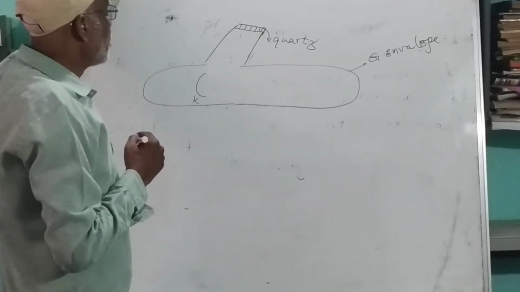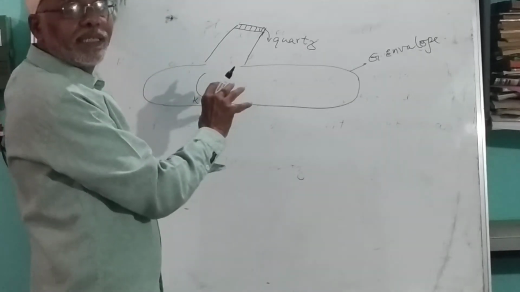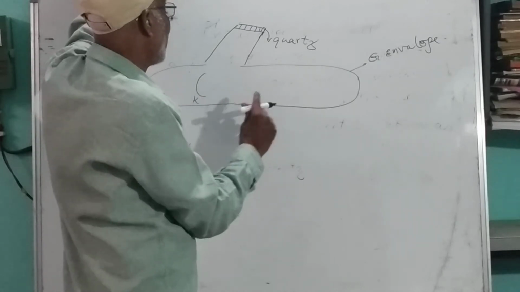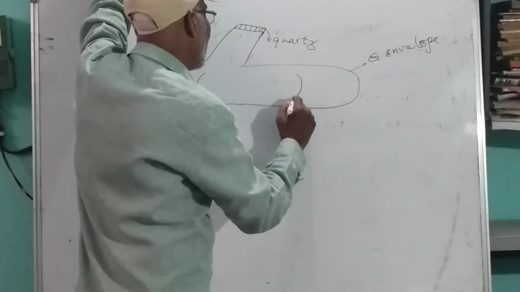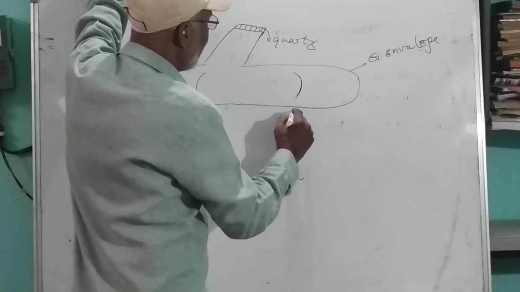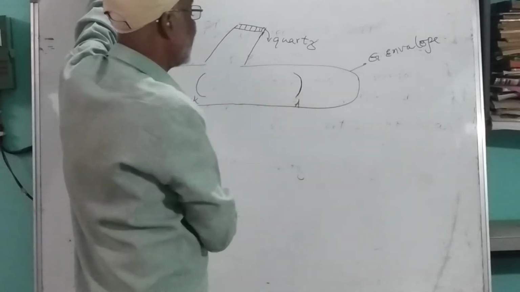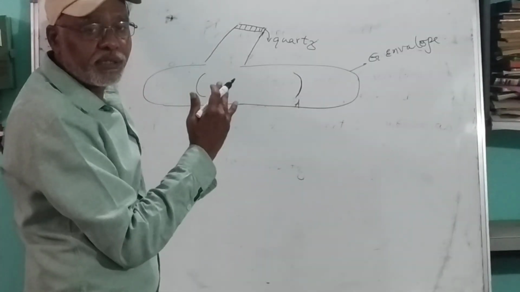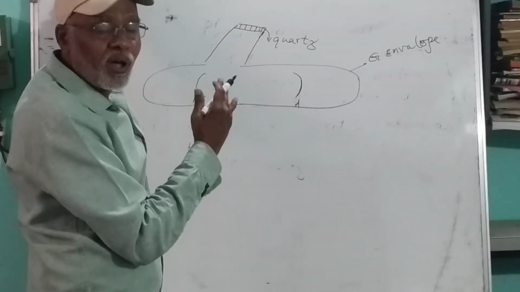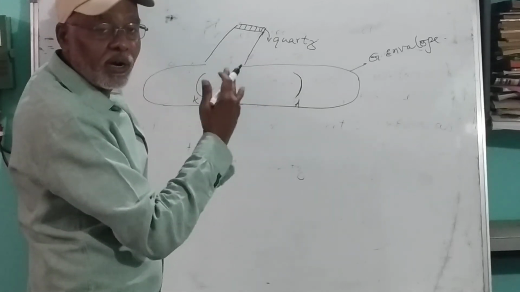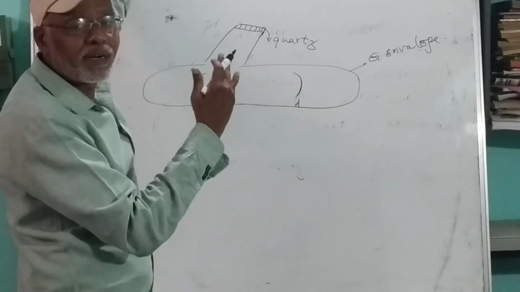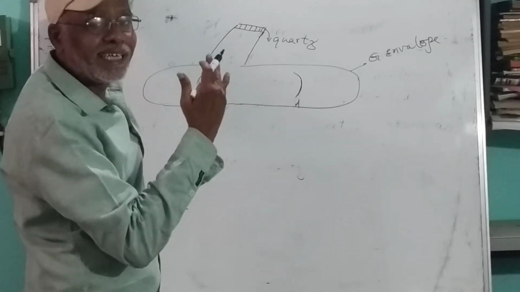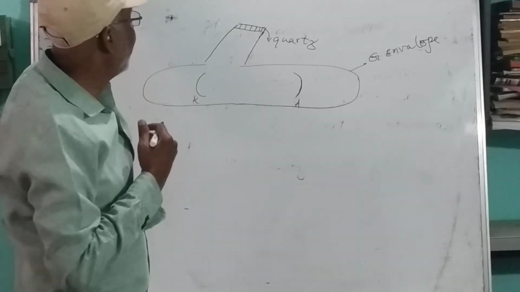As I said, this glass envelope consists of two electrodes. One is called the cathode, and the other is called the anode. The anode is called a collector. Whatever photoelectrons are emitted from the cathode, all those electrons move towards the anode. The anode, as I said, acts as a collector.